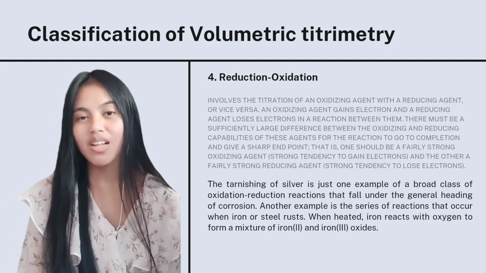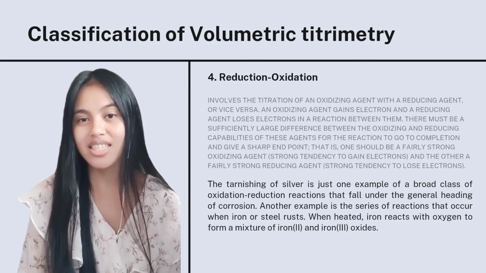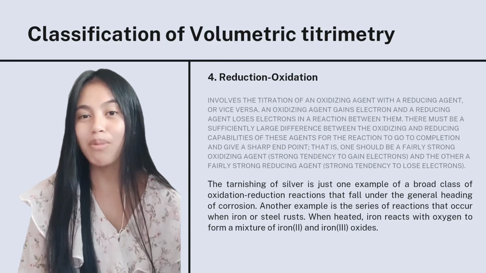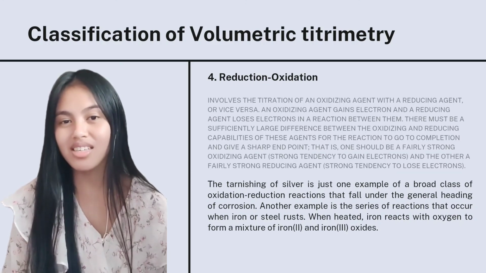The tarnishing of silver is just one example of a broad class of oxidation-reduction reactions that fall under the general heading of corrosion. Another example is the series of reactions that occur when iron or steel rusts. When heated, iron reacts with oxygen to form a mixture of iron oxides.